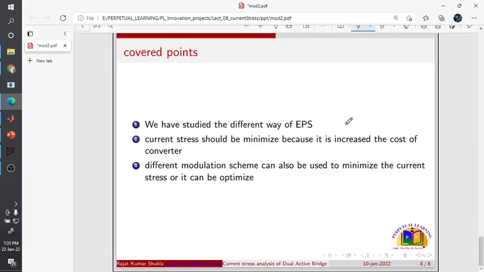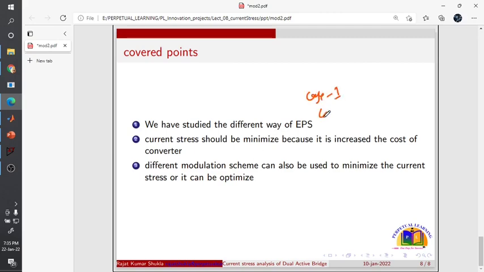So what points have we covered in today's discussion? We have studied the different ways of extended phase shift modulation, which are case 1 and case 2, and we have to check in which mode the RMS current value will be minimized. This is actually a question for you if you follow my videos.